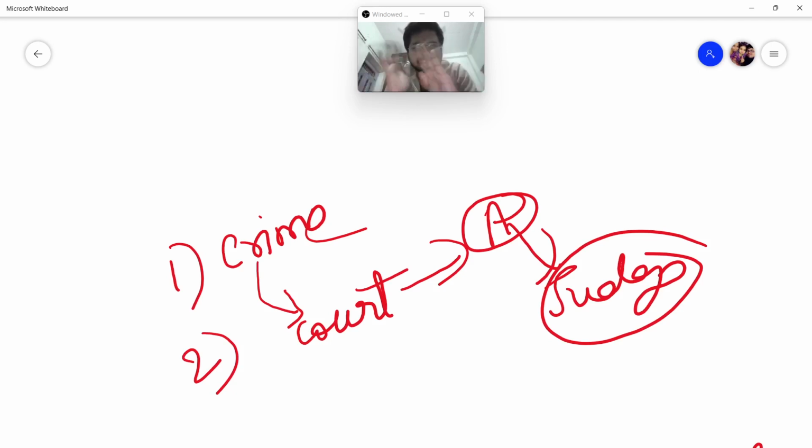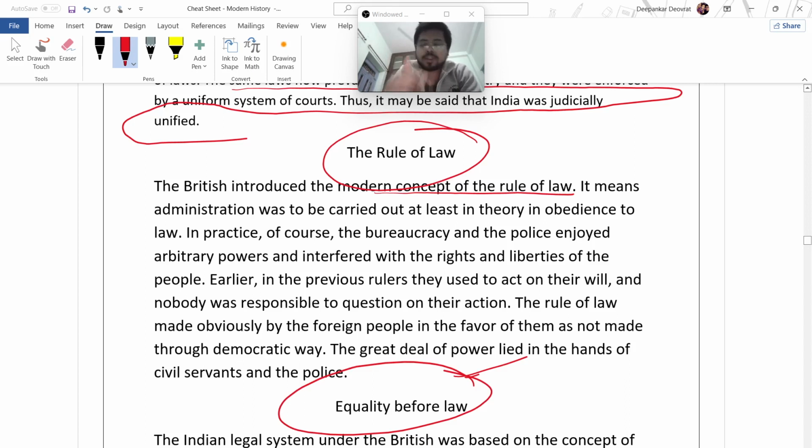So it means we just follow the rule of law. If it is written in our constitution, we'll follow it. If it is not, we'll not follow it. We are just following the rule of law. So the British introduced the concept of rule of law. It means administration was to be carried out, at least in theory, in obedience to the law.